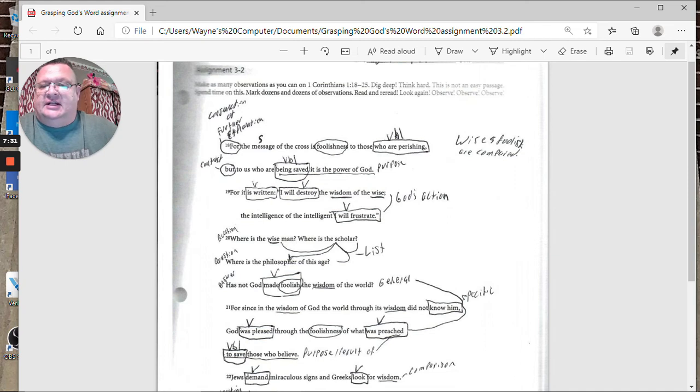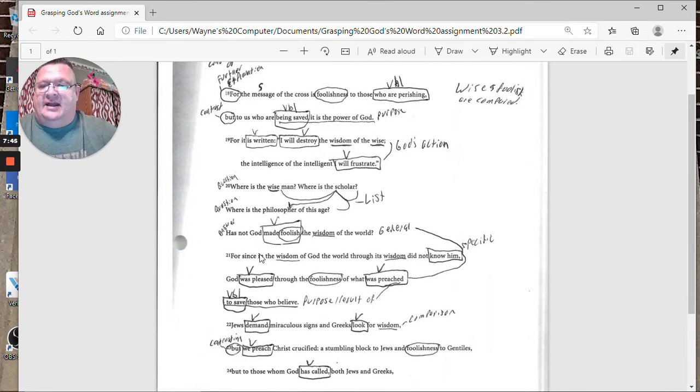And then there's a list. If you go down to verse 22, I saw a list. Where is the wise man? Where is the scholar? Where is the philosopher of this age? Again, that's a list of what people in that day would consider wise or intelligent people. And then you have the answer here. I have it labeled here, question, and then the answer.